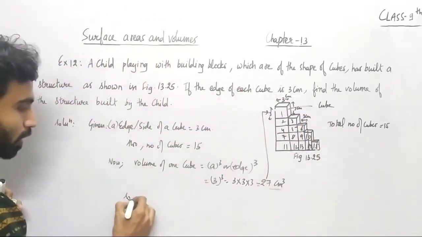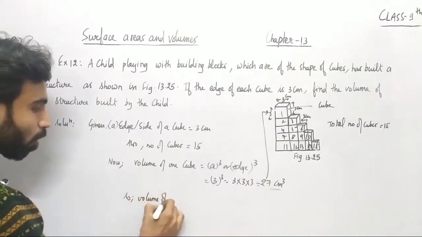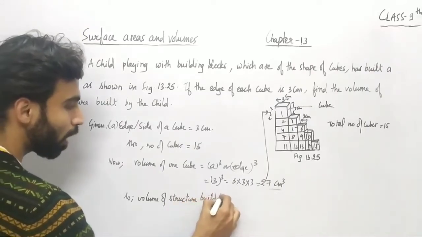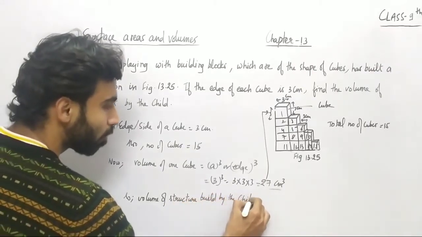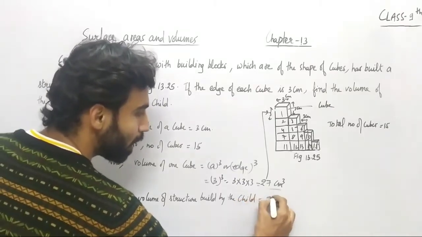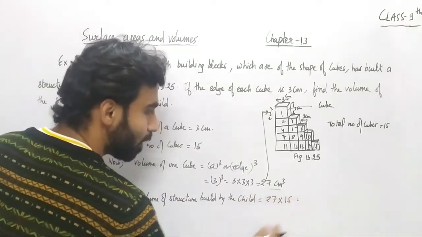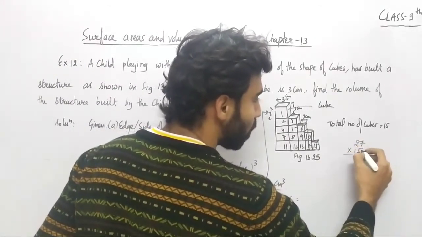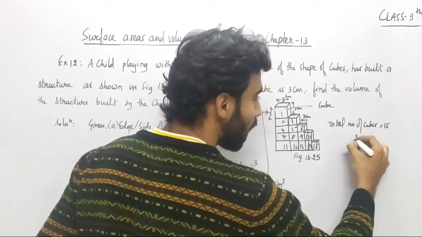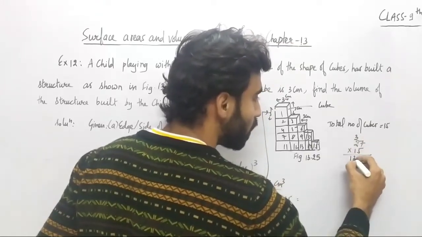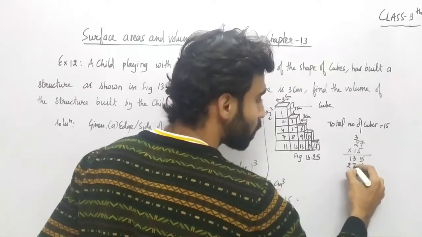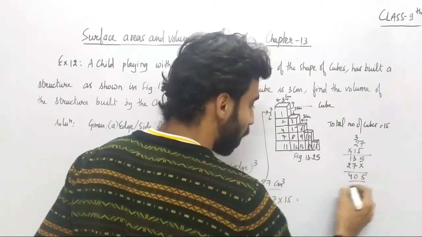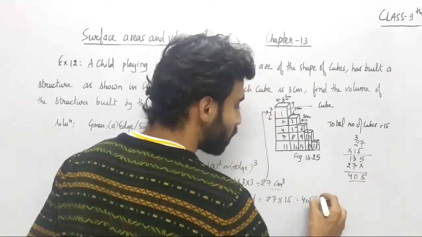So you can see volume of structure built by the child is simply 27 into 15, right? So अगर मैं इसको multiply करता हूं, so let me just check out. So 27 by 15, so that will be 5 7 ja 35, 3 carry, then 5 2 is 10, plus 3 13, then 1 into 27 is 27, right? So totaling it, 7 plus 3 10, so 2 plus 2 4. So आपके पास कितना आ गया, 405 centimeter cube.